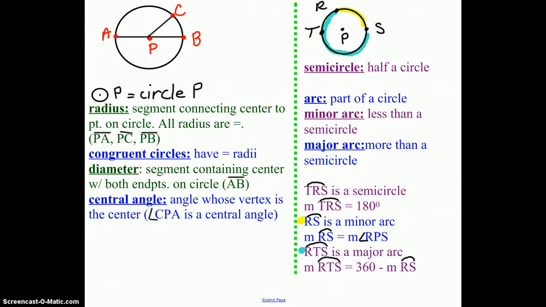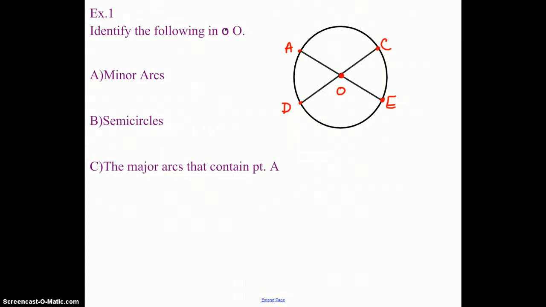So let's take a look at some examples. So in this circle, let's go through and try to identify things. So first of all, if I'm talking about minor arcs, I want arcs that are less than 180 degrees. So I want to look around and name as many as I can. So first of all, probably the 2 easiest to see are AD and CE. Those are probably the easiest.